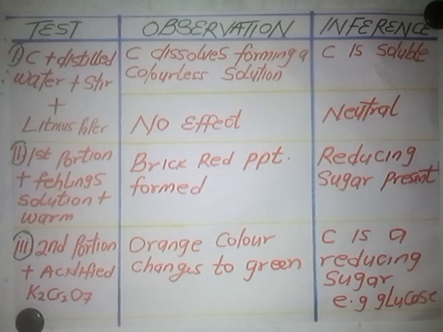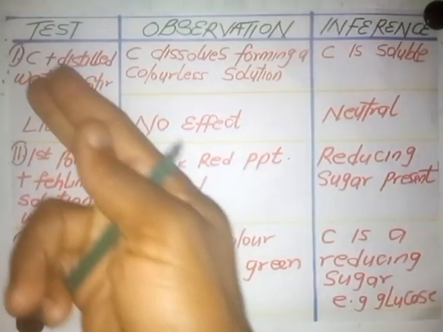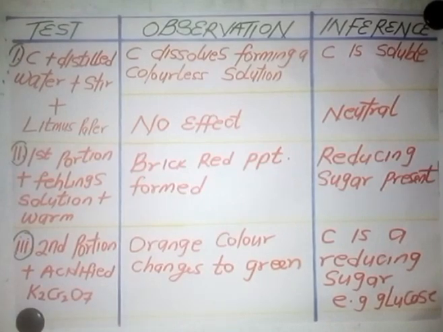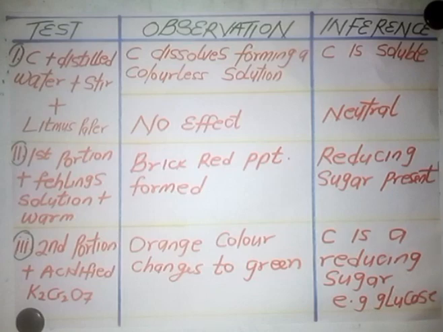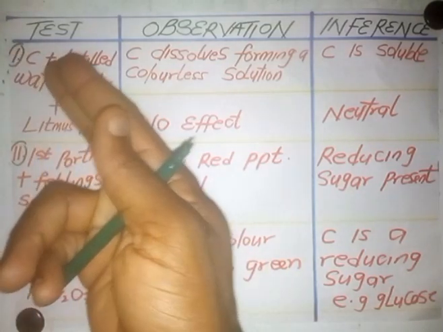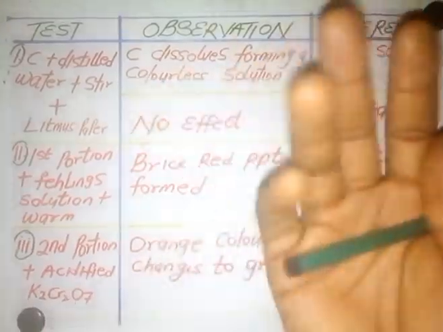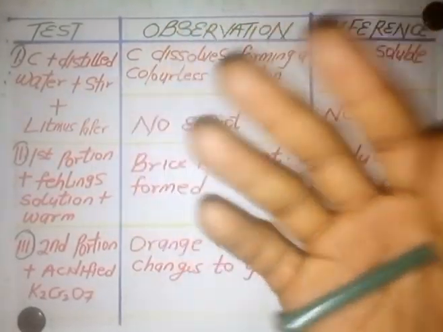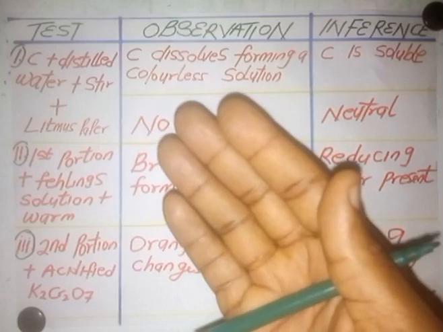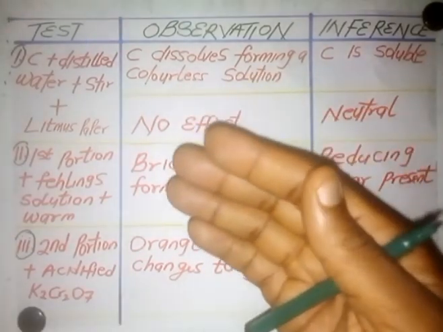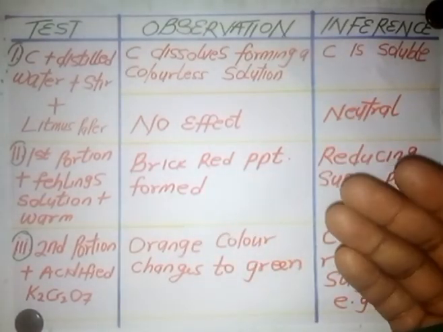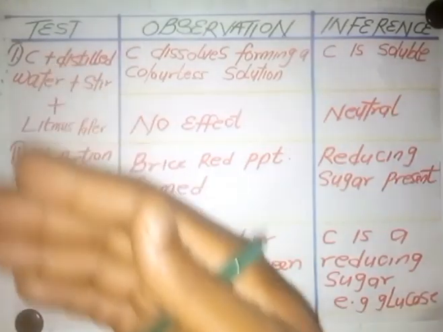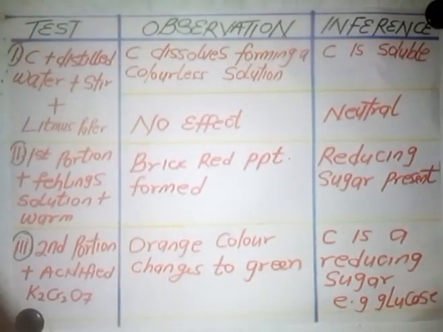So let's look at these questions. As you can see, C is representing glucose, while D is representing zinc oxide. I said C plus distilled water and stir. That means the normal way, where they'll say take a quantity of C, put in a test tube, add a certain amount of distilled water, and stir. But I'm just saying C plus distilled water and stir.